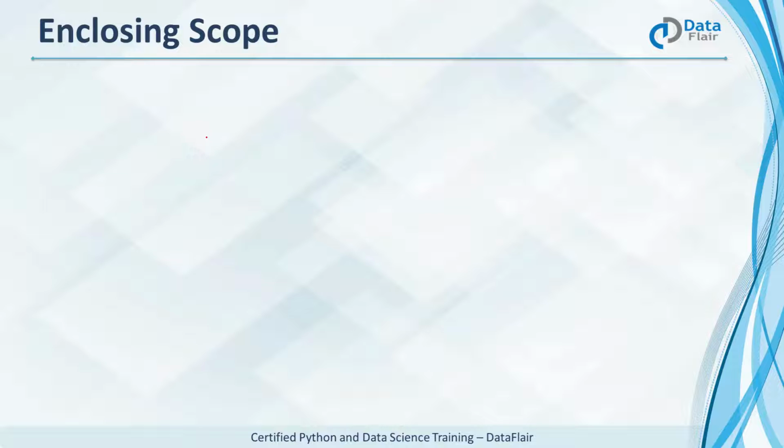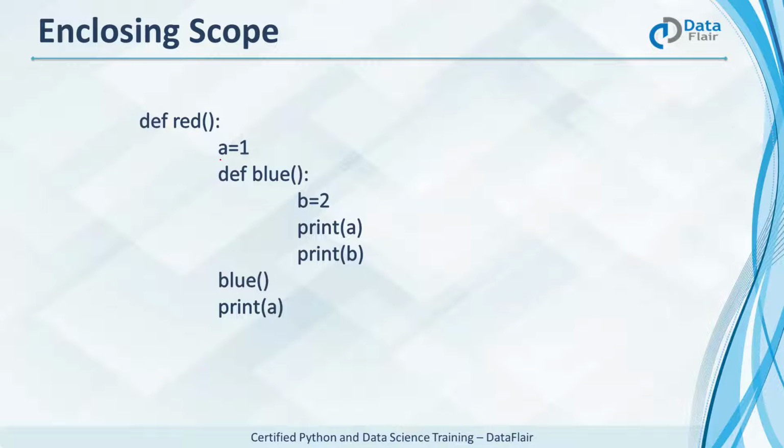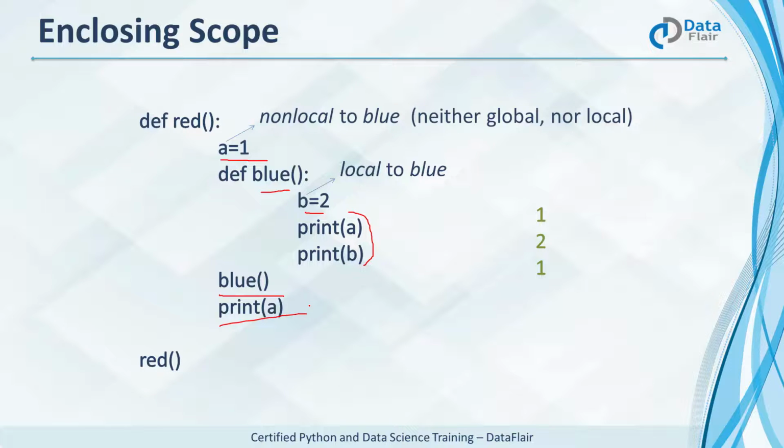Now the enclosing scope. This is a function red that sets a to 1, defines the function blue. This sets b to 2 and prints the values of a and b. Red then makes a call to blue and also prints the value of A. We make a call to red and it prints 1, 2 and 1. B is local to blue, but A is non-local to it. It is neither global nor local.